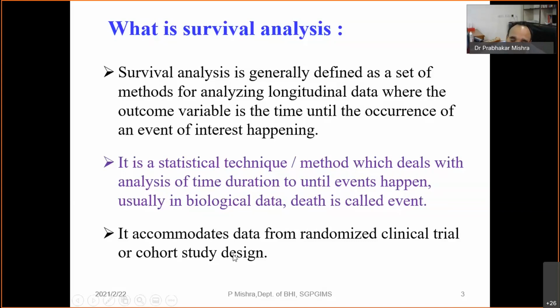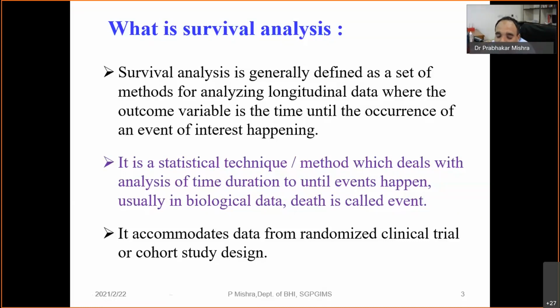It accommodates data from a randomized clinical trial or cohort study design. We will discuss randomized clinical trials in the next topic, after two or three classes, in clinical trials. In a randomized clinical trial, we usually have two or more groups. In each group we use different treatment techniques or methods, and later we analyze the outcome of the patients.